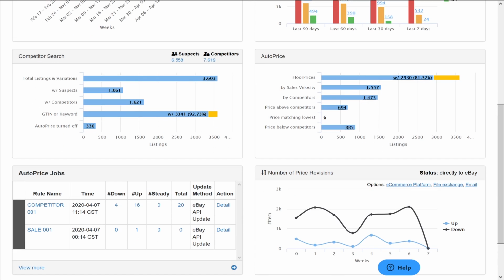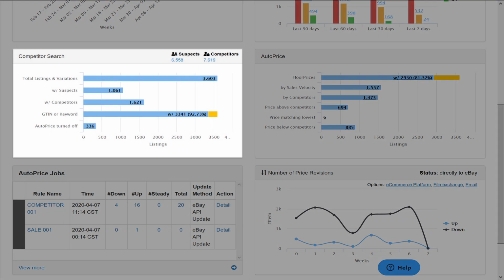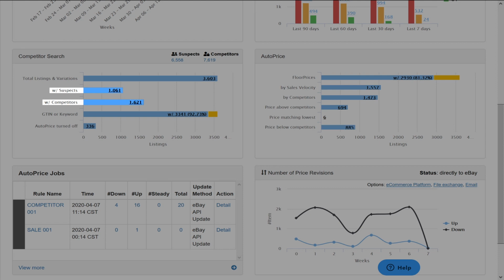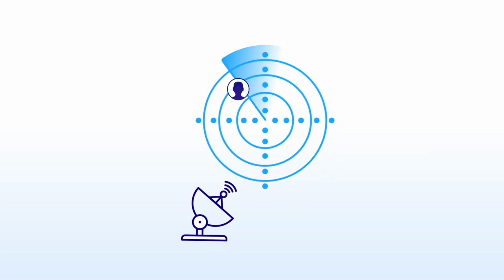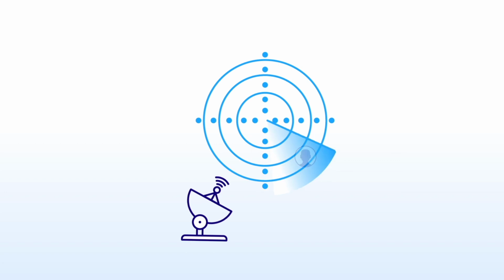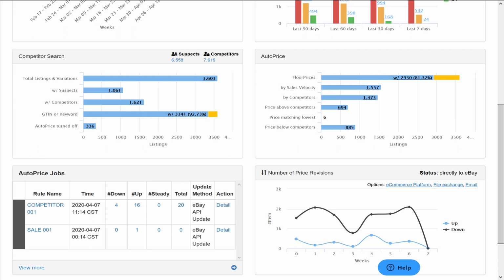Further down is the competitor search section, which gives you an idea of how many of your items have suspects or competitors. When our radar scans for potential competitors on eBay, we always identify the listings firstly as suspects. Once they're confirmed, either by our auto-lock logic or manually by you, suspects then become competitors. For the suspects that are confirmed irrelevant, they'll be discarded and will never show up again. You control who you would like to compete against, because we only auto-price against competitors, not suspects.